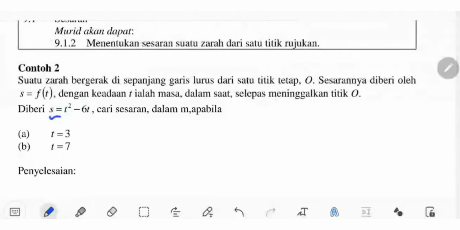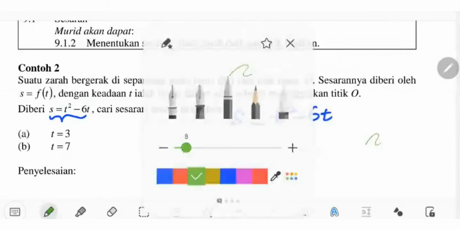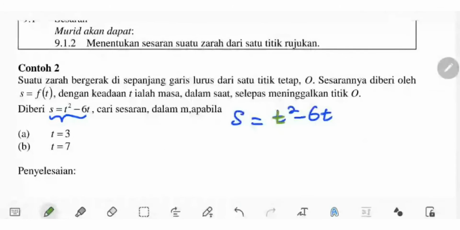Ni boleh nampak ni. S equals t squared minus 6t. Okay, because related to time. Dia berkaitan dengan masa. Bila dia bergerak, dia melibatkan masa. Dia pergi ke kanan, pada saat keberapa dia pergi ke kanan. Pada saat keberapa dia pergi ke kiri. Waktu bila dia patah balik, semua berkait dengan masa. So, all the function is in terms of t, function of time.